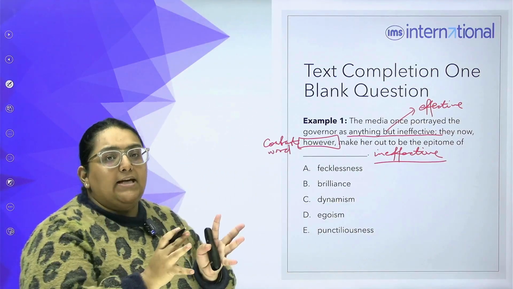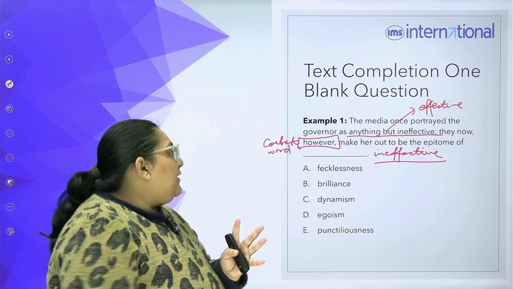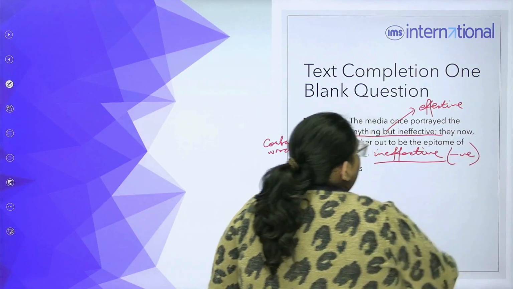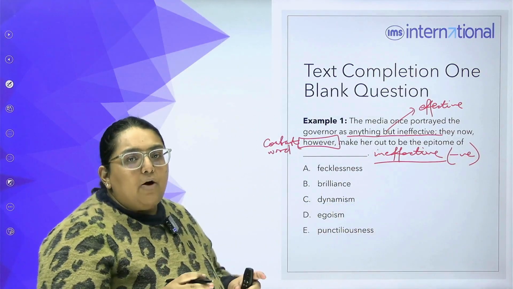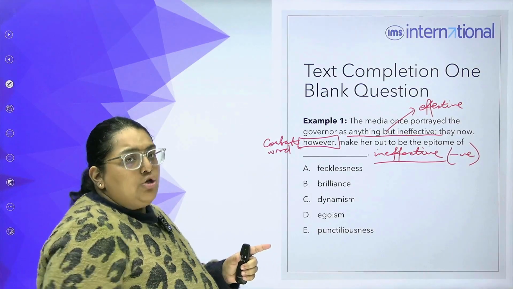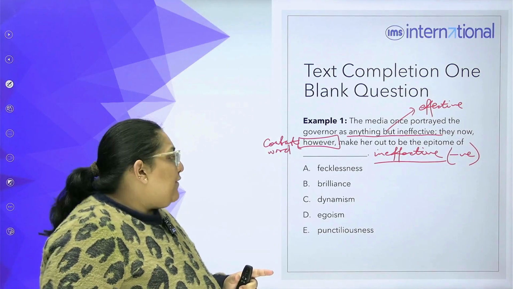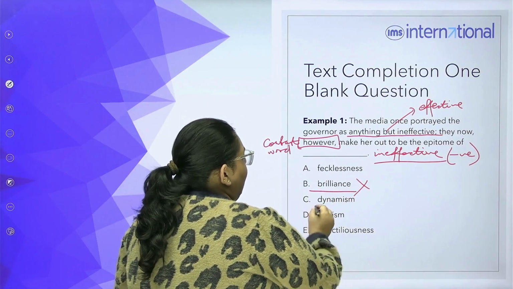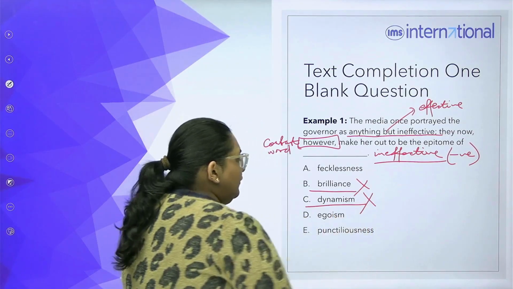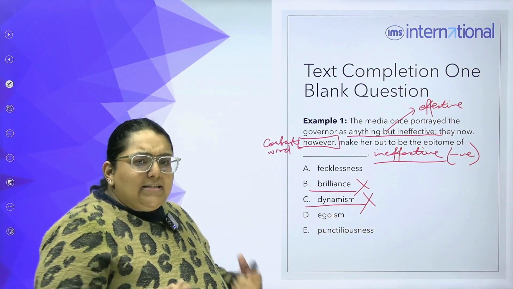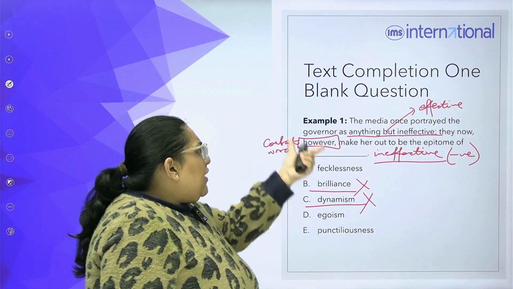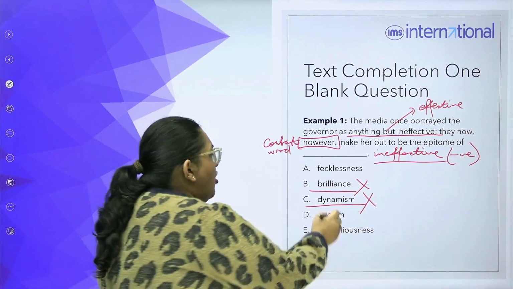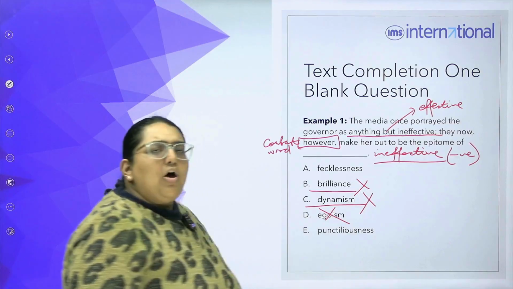Now, with this thinking in mind, let's have a look at the options. So, we know ineffective is something negative. So, there are only negative options which can fit in the blank. So, let's try to eliminate the positive ones first. Brilliance is a positive option. We can eliminate B. Dynamism is again positive. Egoism is a negative option, but I don't think we are talking about ego anywhere in the sentence. We are talking about effectiveness or ineffectiveness. So, let's rule out D.